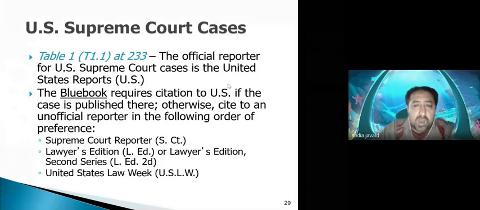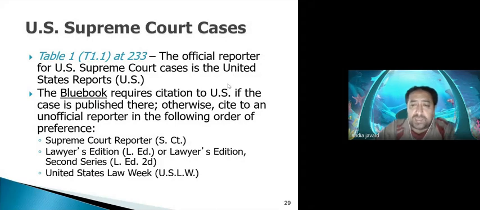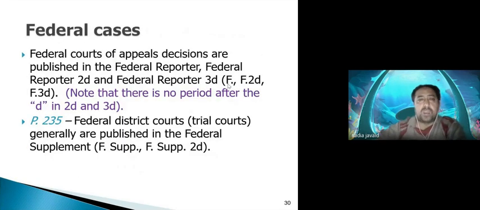The Bluebook requires citation to U.S. if the case is published there. Otherwise, cite to an unofficial reporter in the following order of preference: Supreme Court Reporter (S. Ct.), Supreme Court Reports, Lawyers' Edition (L. Ed. or L. Ed. 2d), United States Law Week (U.S.L.W.). Federal cases, very simple. Note that there is no period after the D in 2d and 3d.